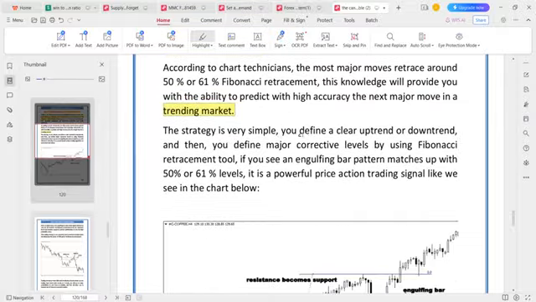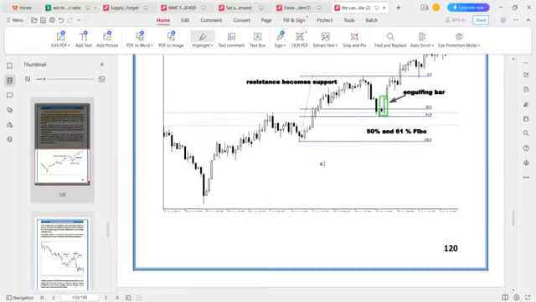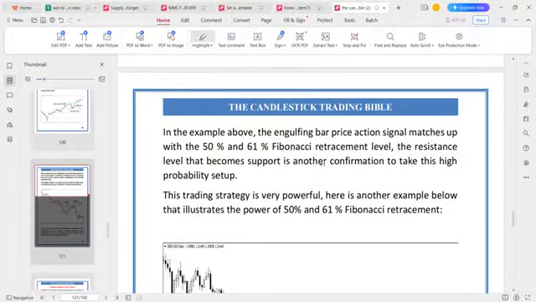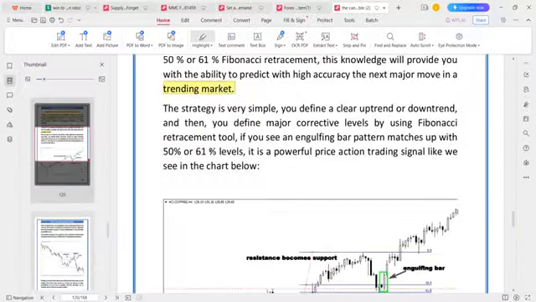This strategy is very simple. You define a clear uptrend or downtrend, and then you define, I think we read this page. What happened here? Okay, all right, let's just continue.